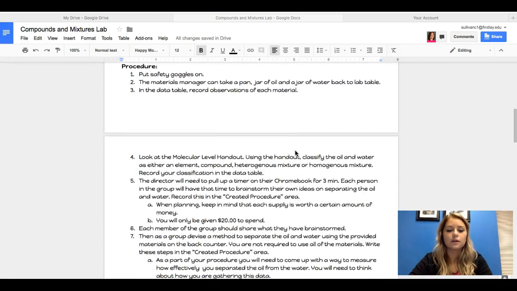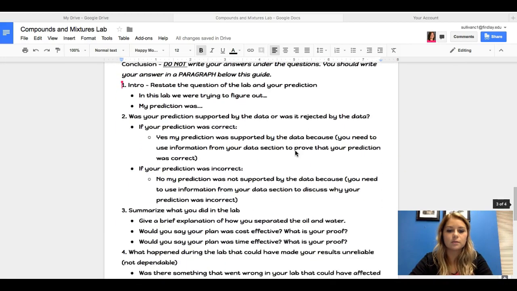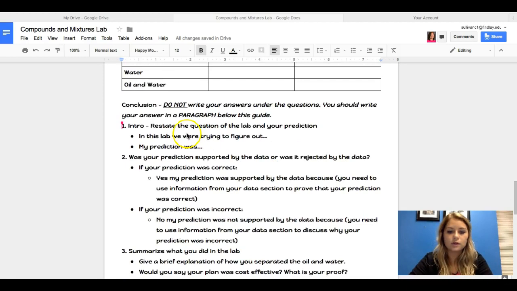If we scroll down to the bottom, this is where you are going to write your conclusion. I want to point out that all of this down here is just an outline of how we want you to write your conclusion, with the information that you need. But you're not going to have it numbered and you're not going to have it in a bulleted list. We actually want you to write this in paragraph form. So you're not going to have the number 1, 2, 3, and 4, and so forth.